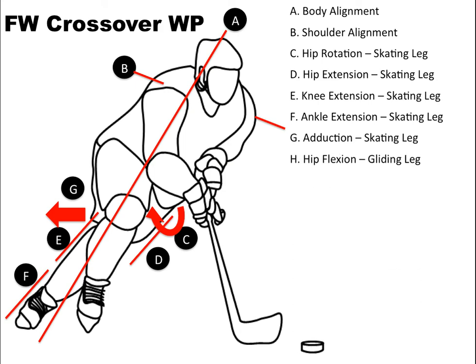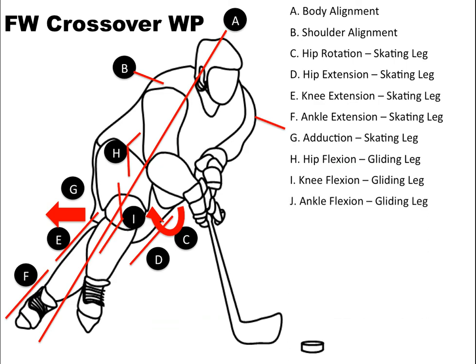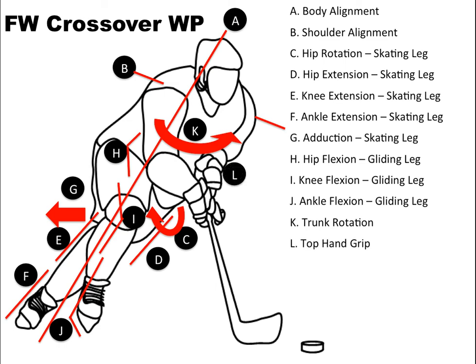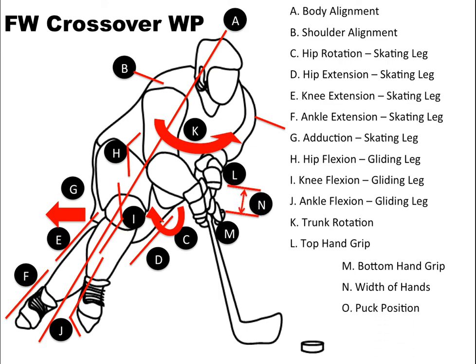We work on the hip flexion of the gliding leg. We have to understand that the knee flexion of the gliding leg as well as the ankle flexion of the gliding leg are critical elements that we have to focus on developing. Trunk rotation, we have top hand grip dynamics, bottom hand grip dynamics, and we also have the width of hands to take into consideration, and this mechanical element really influences the knee action and recovery. And we also have to take into consideration the puck position.